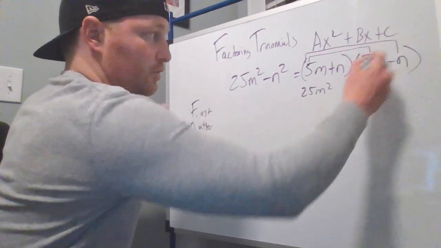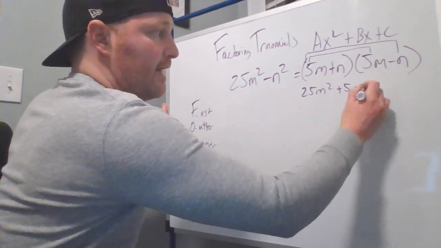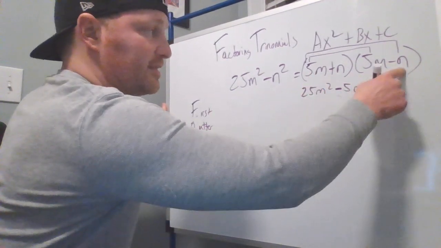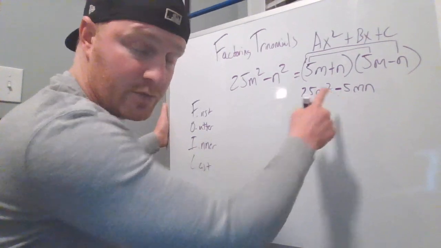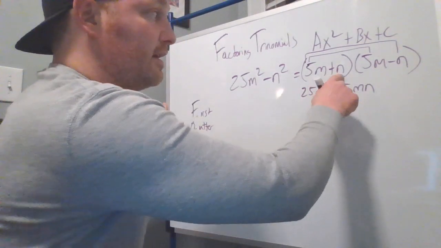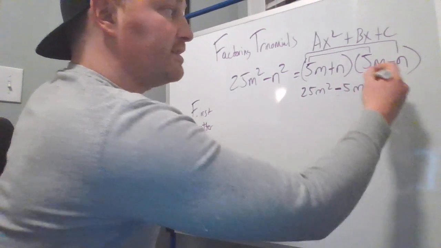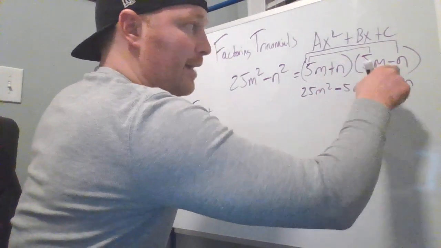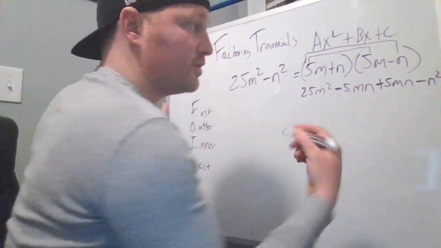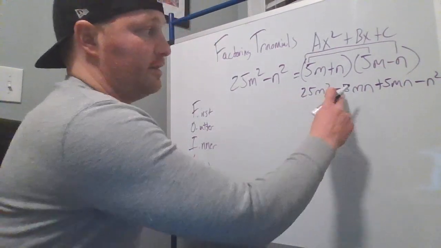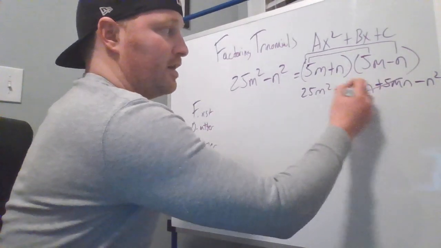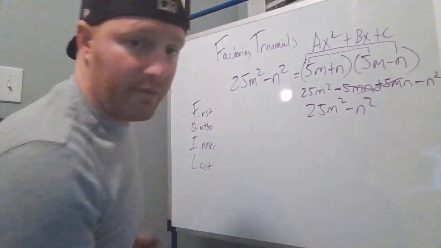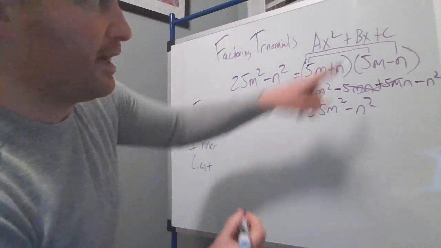This times this, which is now plus 5mn, minus, made the mistake there, positive times negative is negative 5mn, because we don't know what m and n are, so they just stay as is. This is a positive n times a positive 5m, so this is now plus 5mn. N times negative n is negative n squared. So when I combine my like terms at the end, this plus this cancels off, so I'm left with no middle term. You're going to hear me say that a lot throughout this unit. The middle term is the bx right here.